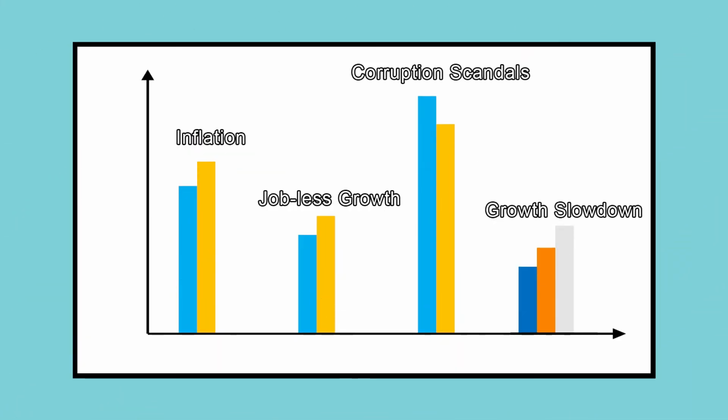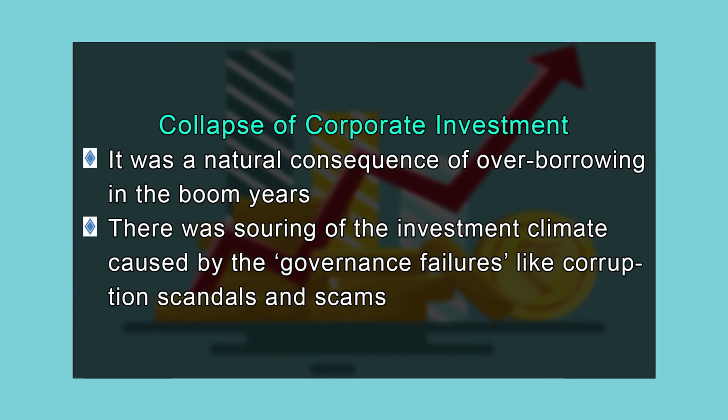On the domestic front, inflation, growth slowdown, jobless growth, and various corruption scandals all led to a halt in the growth process reaching higher levels. The proximate cause of the slowdown from 2011 was a collapse of corporate investment, which was fueled by 2 reasons. 1, it was a natural consequence of over-borrowing in the boom years. And second, there was a souring of the investment climate caused by governance failures like corruption scandals and scams. This led to a dampening of investment and growth despite policies targeting macroeconomic stability.